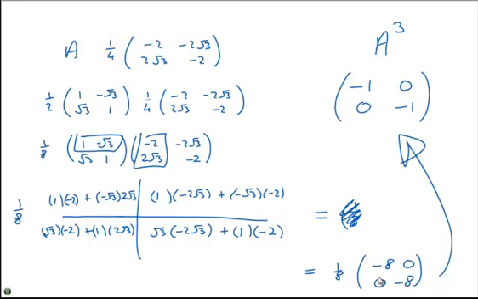Alright, so on to the next bit. What are you asked to do? Let's have a look. Hence or otherwise, find A to the 17. What you need to remember with this is, first of all, basically you're trying to speed things up for yourselves. You've probably noticed that A cubed is a diagonal matrix.